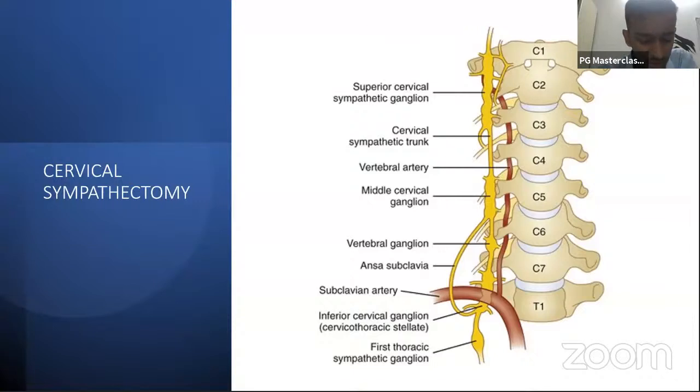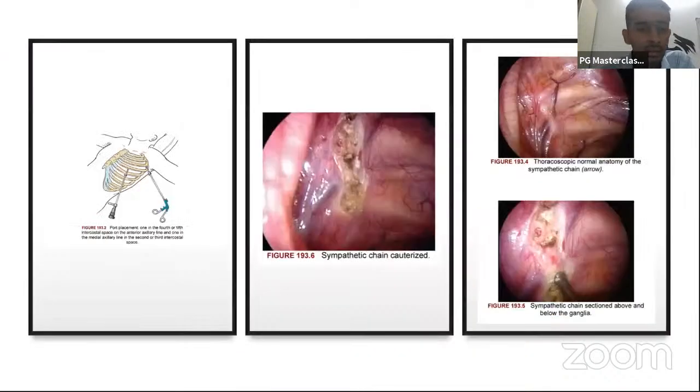In this, the common indications for sympathectomy are hyperhidrosis of the upper limb, which is common as mentioned in the books. Also, as part of Raynaud's phenomenon or upper limb ischemia, or as part of decompression of the thoracic outlet, sympathectomy can be performed. I'll be describing in detail only the thoracoscopic approach. This is a novel technology, and in this case, thoracoscopy is done.